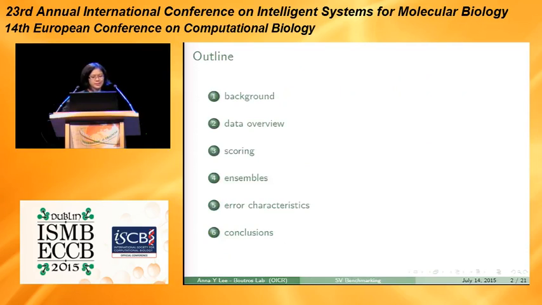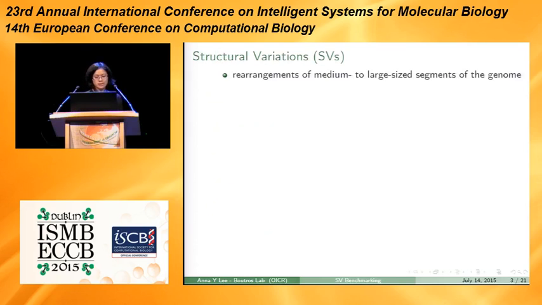Start by quickly reviewing the outline of my talk. So I'll give a bit of background on what structural variants are, what was motivating this challenge before giving an overview of the data that I'll be analyzing. And as Paul mentioned, I'll be reviewing some of our scoring approaches, talking about also ensembles with some of the crowd analysis, and closing off with a discussion of error characteristics of the different approaches, followed by conclusions.